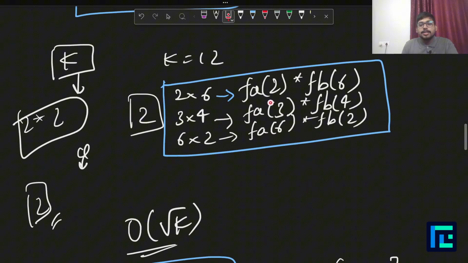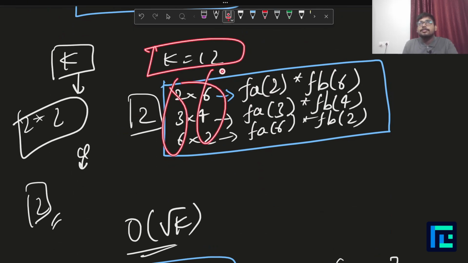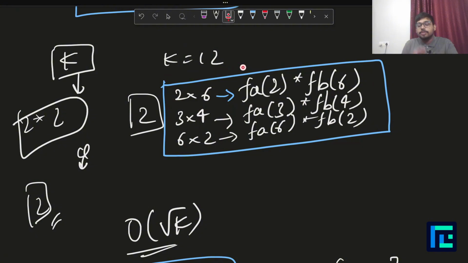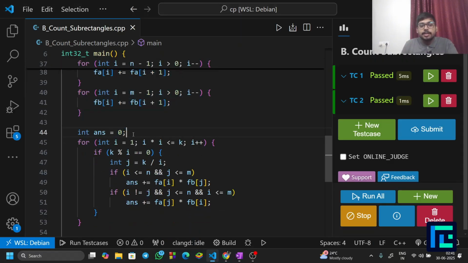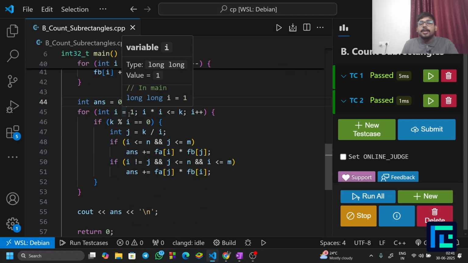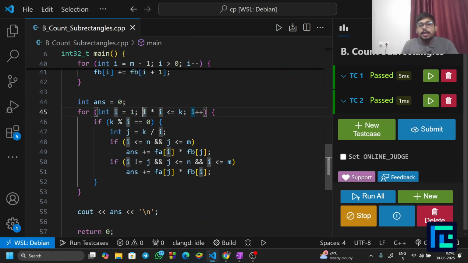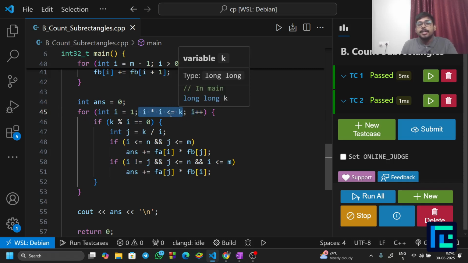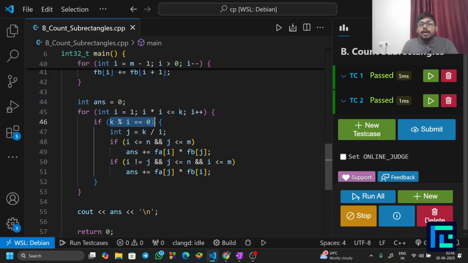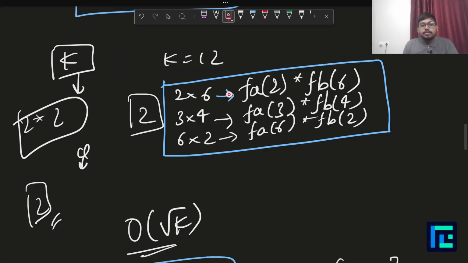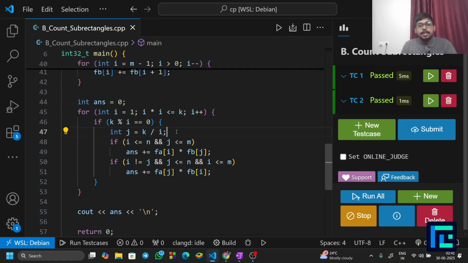Okay. So once FA and FB are computed, what we need to do is factorize this K, and for all the factors compute this product and add it to your answer. So we initialize our answer with 0. We need to find all the factors. So I start with I equal to 1, I into I less than or equal to K, I plus plus. So we are going up till square root of K, and if K modulo I is 0, if I is a factor of K, then J would be the other factor. So if I is 2, J would be K by I, which is 6.